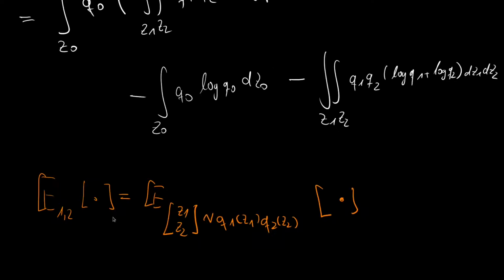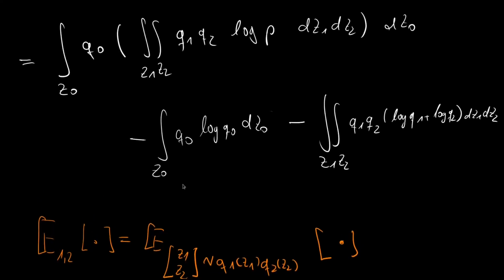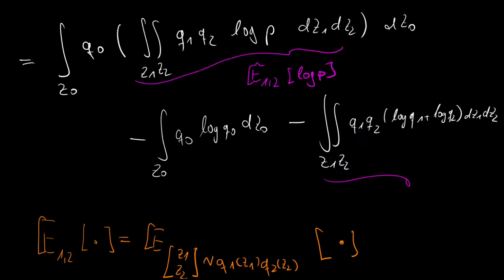Then we can use this abbreviation or this definition in order to find it at two places in our prior derivation, and we find it here. This will be the expectation 1, 2 over the logarithm of our joint. And this will be the expectation 1, 2 over the log q1 plus the log q2. Before we note this down, we can also merge these two integrals back together. Recall earlier we kind of split them apart, but now we can merge them back together.